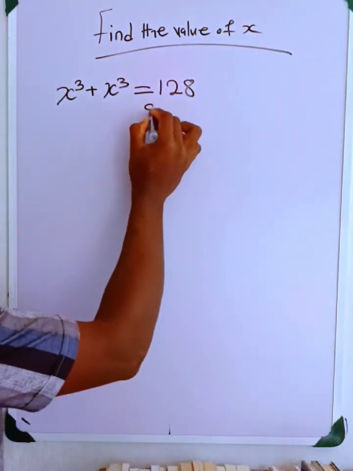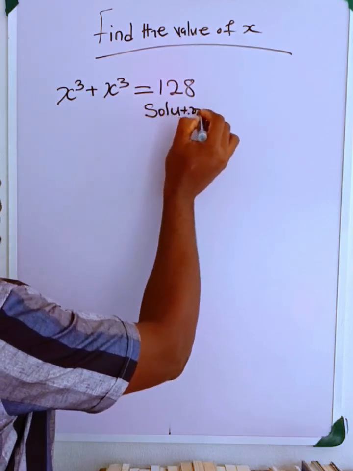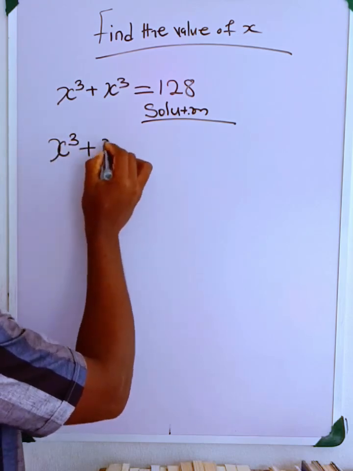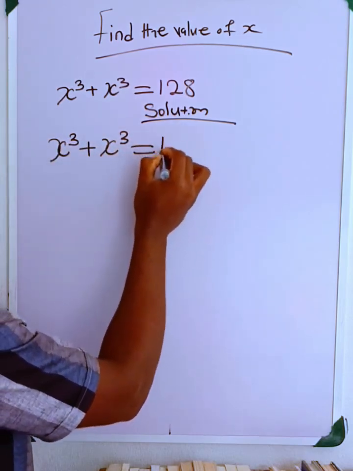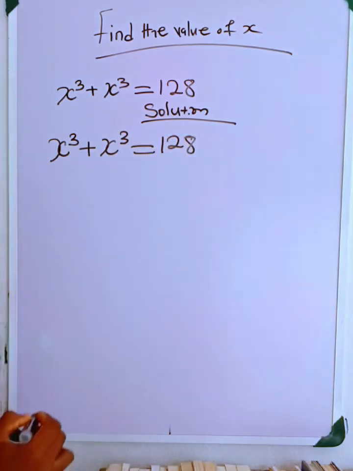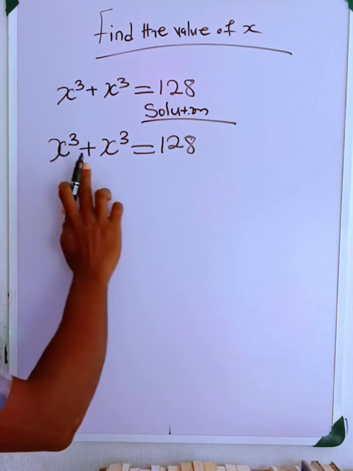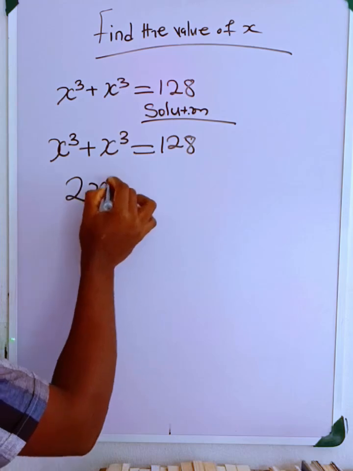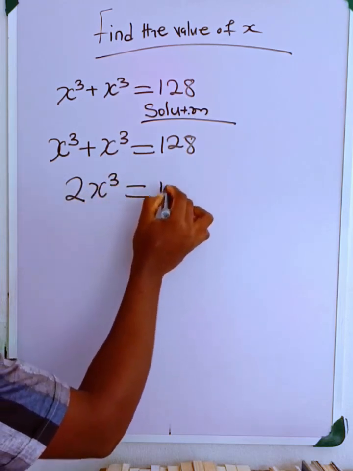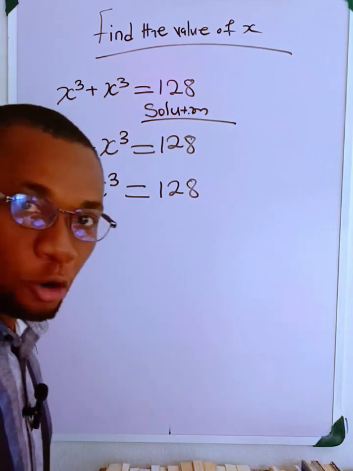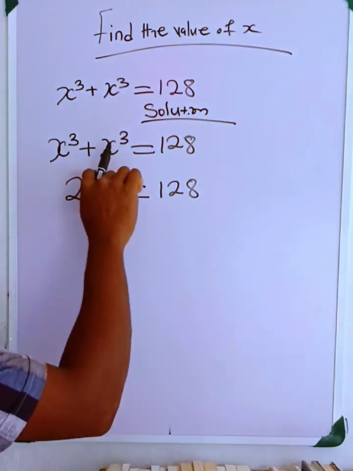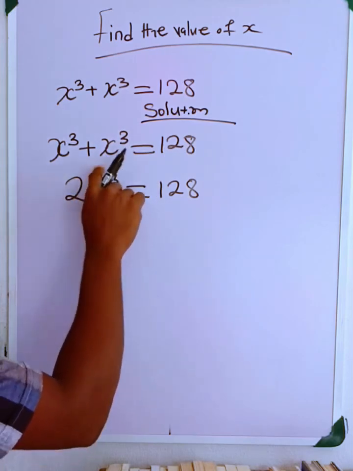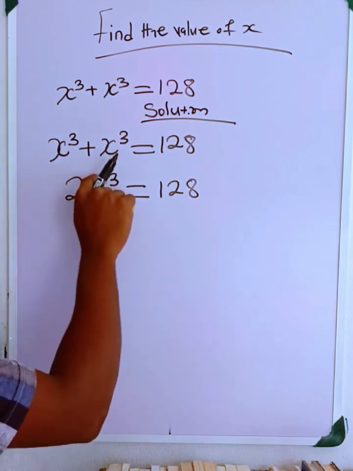All right, solution. Rewrite the question: x raised to power 3 plus x raised to power 3 equals 128. x raised to power 3 plus x raised to power 3 is the same thing as 2x raised to power 3 equals 128. Are you following? We are looking for x, but we have x raised to power 3. As a matter of fact, we have 2x raised to power 3. So we want to make x the subject of formula.